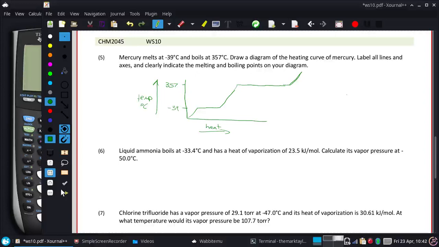And it wants to label the melting point, so I'm going to say that's where it's melting. And that's the temperature where it melts. And here is where it's boiling or vaporizing.